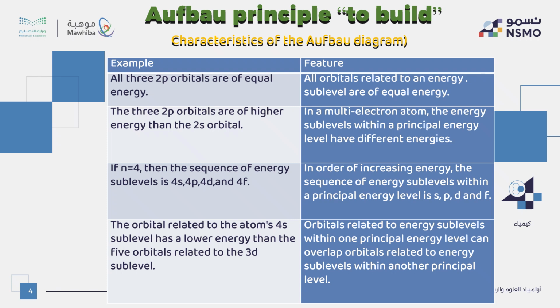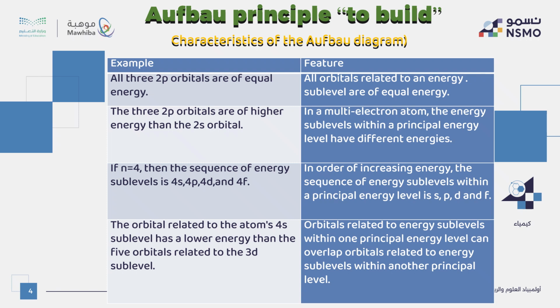All s orbitals are equal to each other. All p orbitals are equal to each other, and so on. Next, the table shows that the three 2p orbitals are of higher energy than the 2s orbital. This means that within the same principal energy level, sublevels do not have the same energy. In multi-electron atoms, the energy increases in the order s, p, d, f.